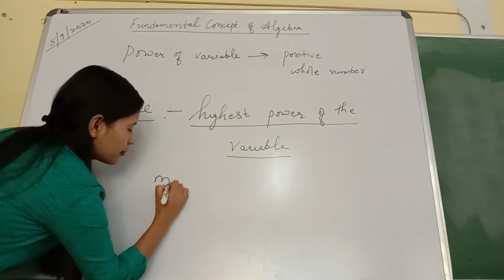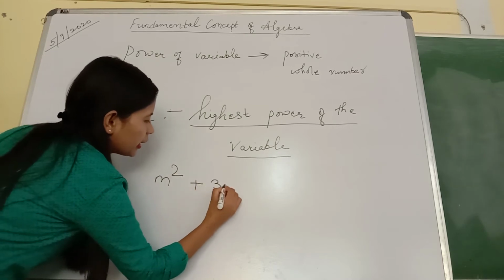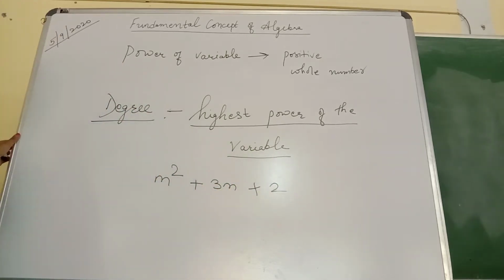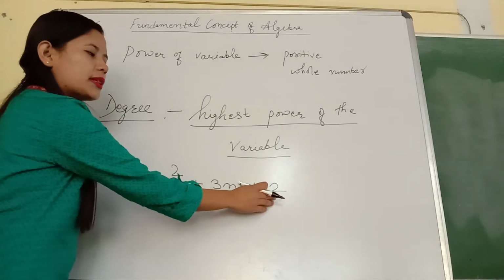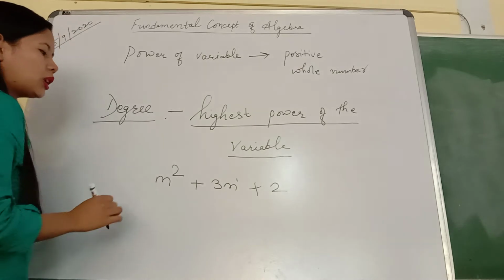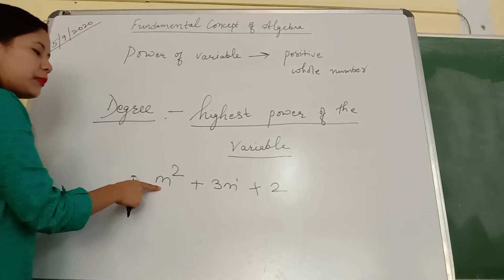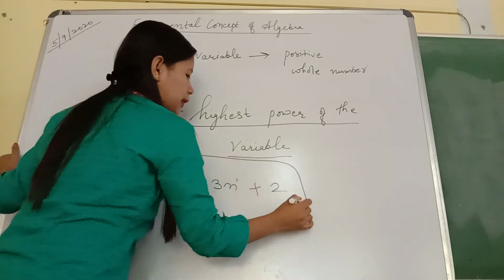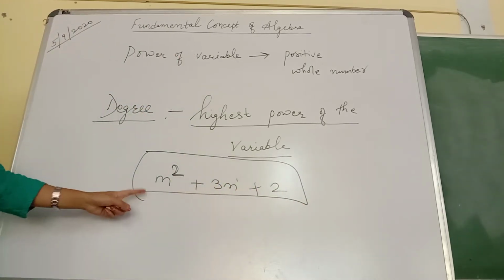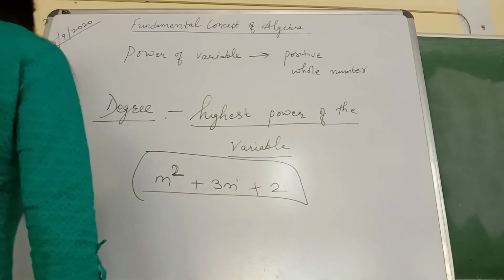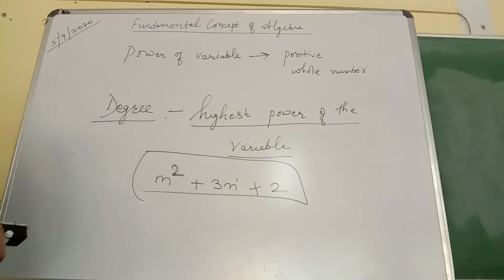Suppose I have m squared plus 3m plus 2. If you see, this term does not have a variable. This term has a variable, and its power is 1. This term has the variable m and its power is 2. So the degree of this polynomial is 2. This is what the degree of a polynomial is.